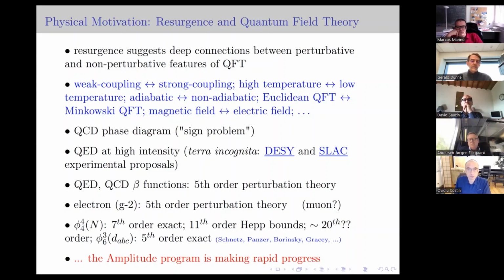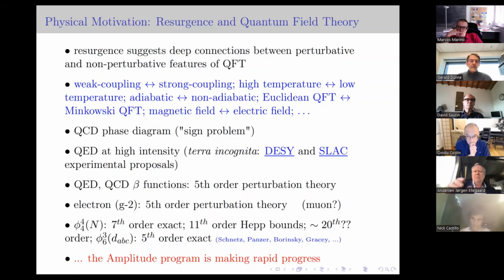The fifth order is calculated numerically, partially, and it represents 15,000 five-loop Feynman diagrams. It's an absolute tour de force and has spectacular agreement with experiment. The muon anomalous magnetic moment is one of the big outstanding problems at the moment, because there's a discrepancy between the experimental measurement and the theoretical prediction.